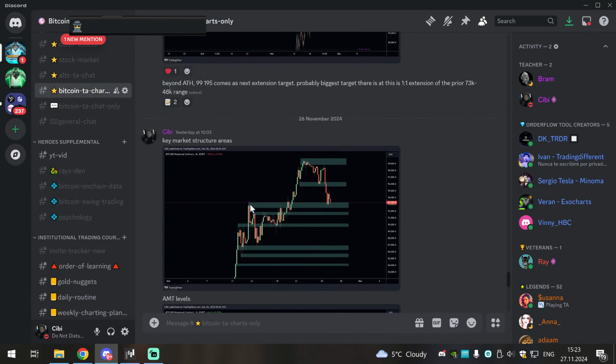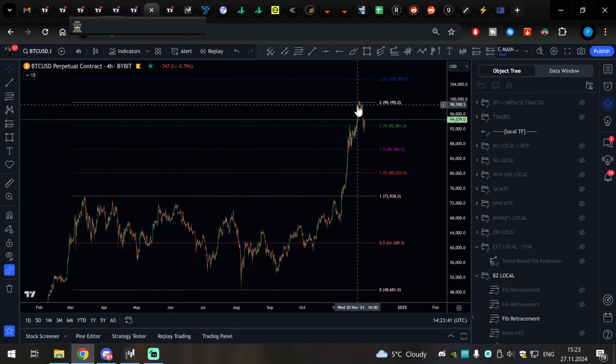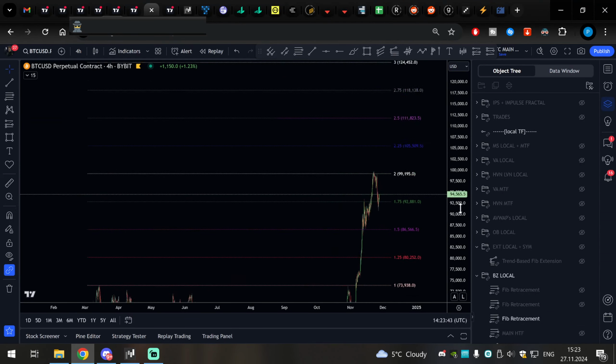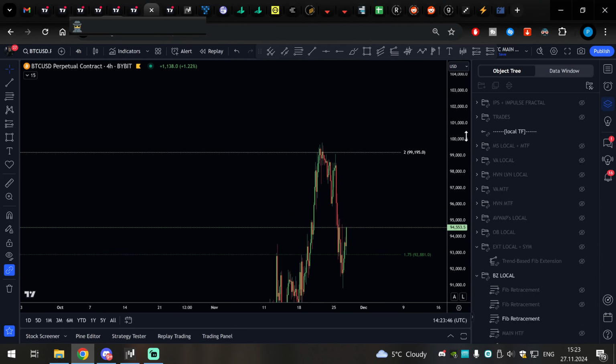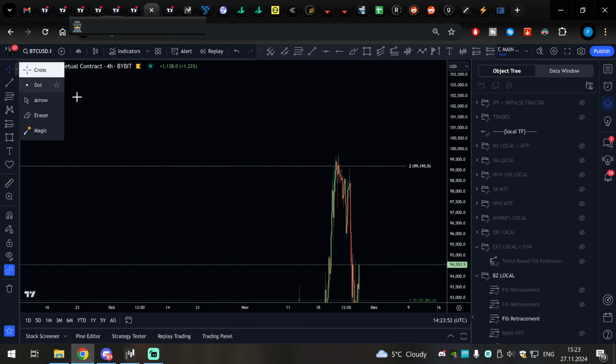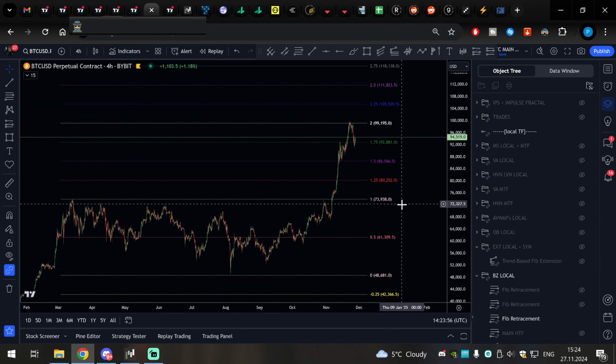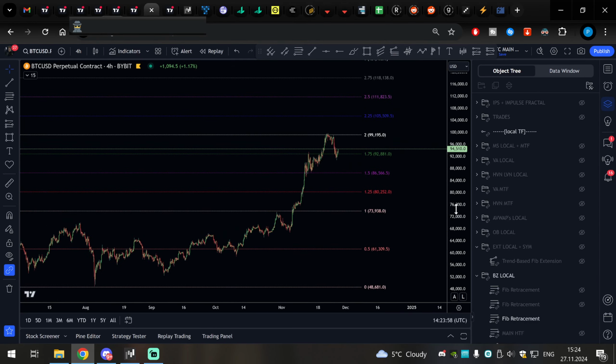99,195, before all-time high, comes in as the next extension target. Probably the biggest target there is, as this is the 1-to-1 extension of the prior range. Yes. So we went a few $100 above, but what is it in terms of Bitcoin? It's nothing. Currently Bitcoin valuation is crazy. So we went over 0.5%, which is nothing. So this extension is huge.